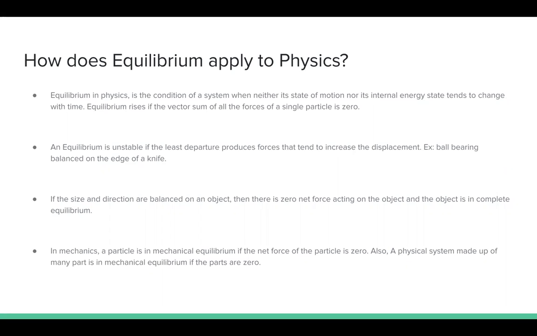If the size and direction of forces are balanced on an object, then there is zero net force acting on the object and the object is in complete equilibrium. In mechanics, a particle is in mechanical equilibrium if the net force on the particle is zero. Also, a physical system made up of many parts is in mechanical equilibrium if the net force on each part is zero.